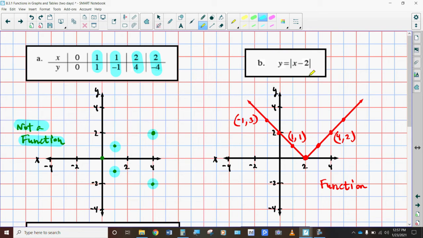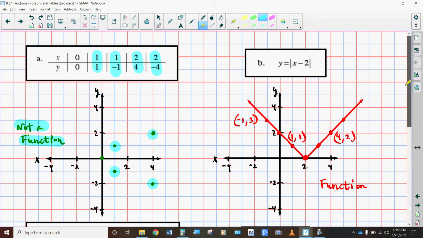For B, this is an example of an absolute value function where it actually shows a V shape. So you plug these numbers in, and whatever you get for your difference between those two numbers, you always take the absolute value of it, so you always get a positive. So when we plug in -1, that became -3, but it's the absolute value of -3, so that would be +3. So looking at this, you see the whole vertical line test. That is definitely an example of a function.